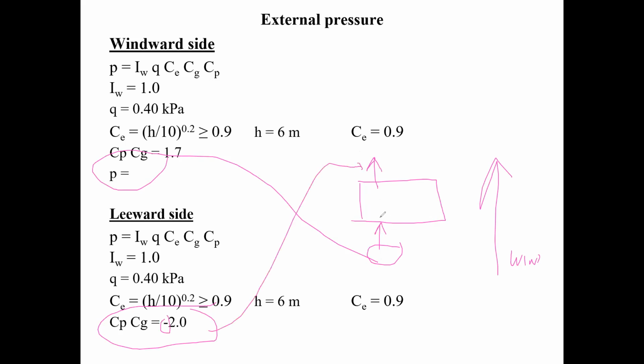Then when you're looking at the internal ones, you're going to get one here and one here. This one's going to be negative, and this one's going to be positive. That's why you do the algebraic difference, and then this ends up being positive, and this ends up being negative. In other words, this is blowing away, and this is blowing away. And you take the higher of the two to design your stud.